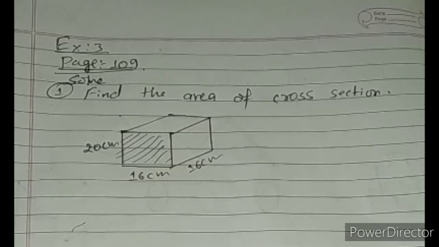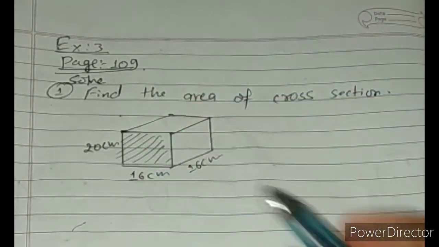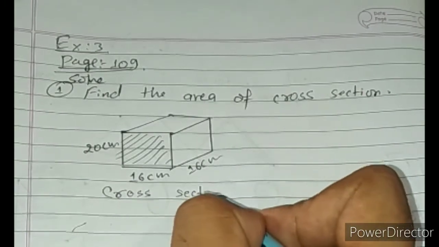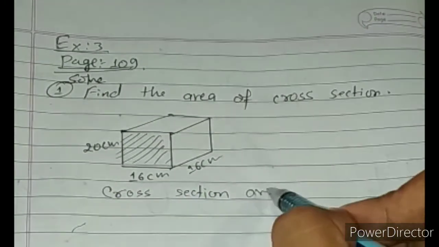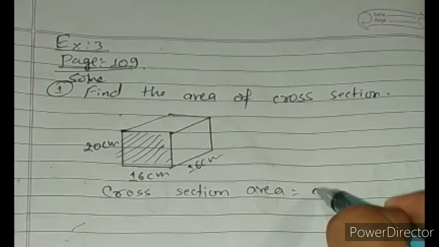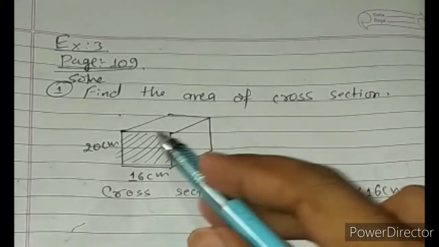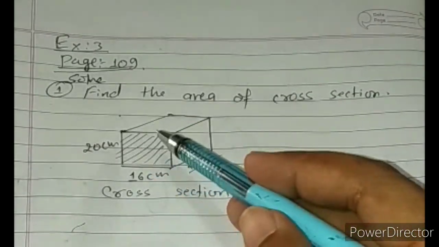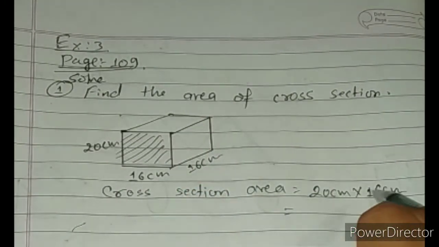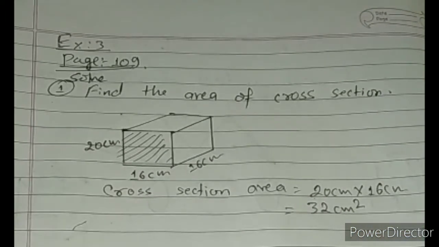Here you have to find area of cross section, means the front part, the facing part, whatever is there. So how can we find the cross section area? What is there in front? If a rectangle is there, then L into B. If a triangle is there, you have to find area of triangle. If a rhombus is there, area of rhombus. If a circle is there, area of circle. 16 into 2 is 32 centimeter square, which is the area of cross section.